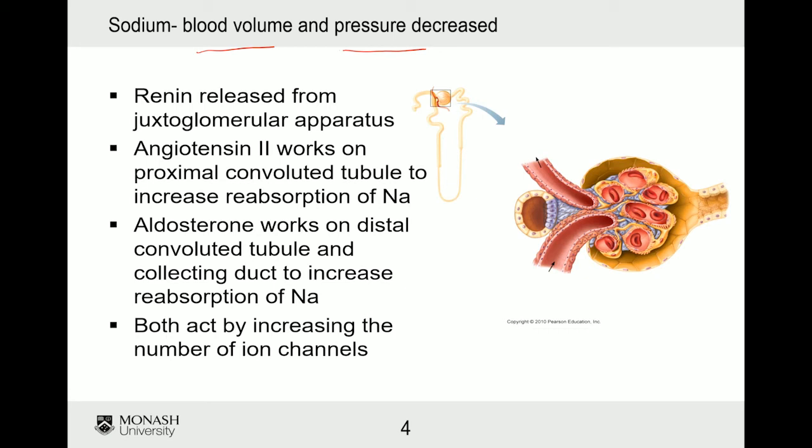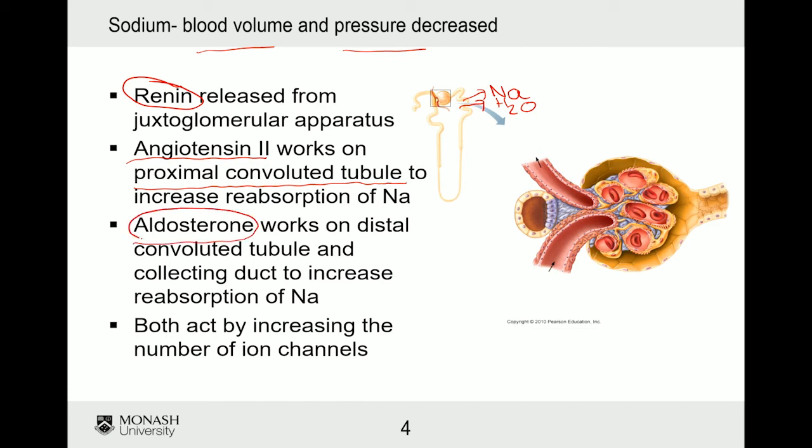So, if we want to increase the blood volume and blood pressure, we need to release renin from our juxtaglomerular apparatus. This will then cause the formation of angiotensin II, which works on the proximal convoluted tubule to increase reabsorption of sodium. So sodium comes out of here and back into the blood, from the filtrate into the blood. This means that water will follow, and we will get water from the filtrate into the blood and not into the urine.